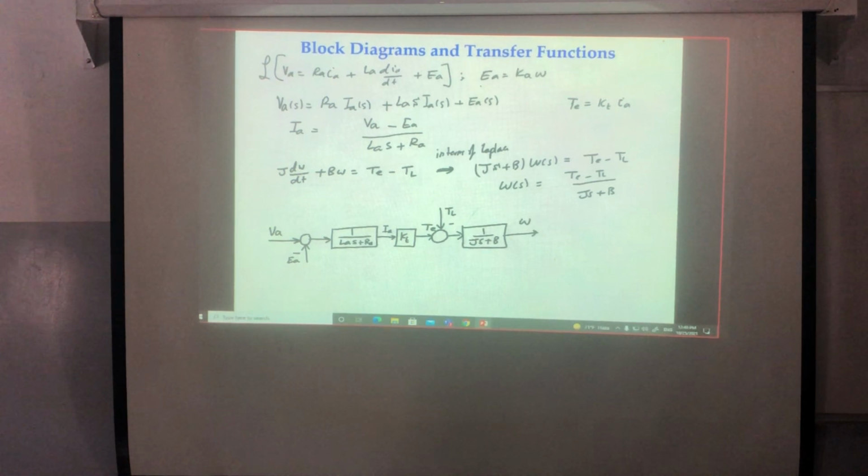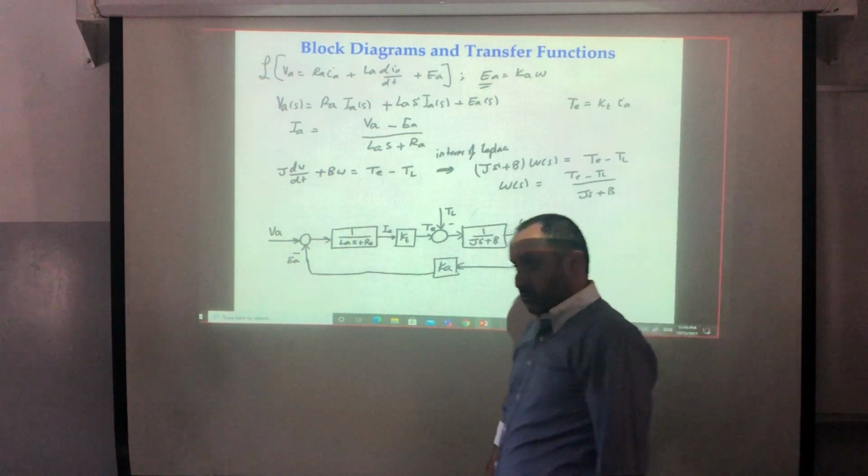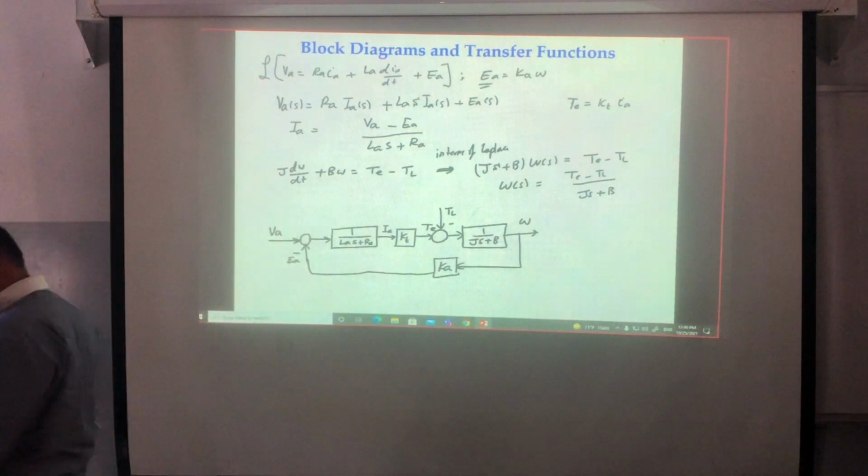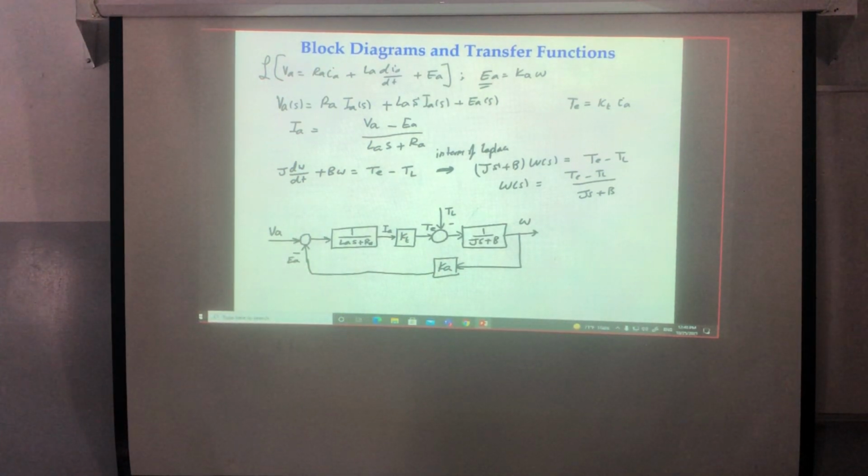Omega. Now, do you remember the back EMF is equal to K times omega? So now if I multiply this one by K, what am I getting? And this is the block diagram of the voltage control of the DC machine. Good? Now this one, is it open loop or closed loop? Open loop. Just a minute.